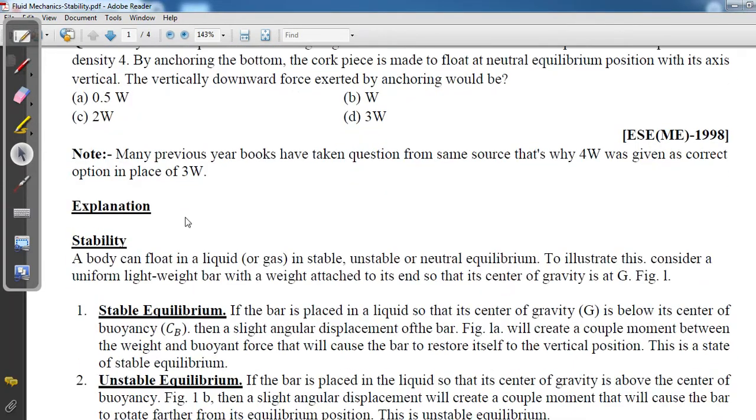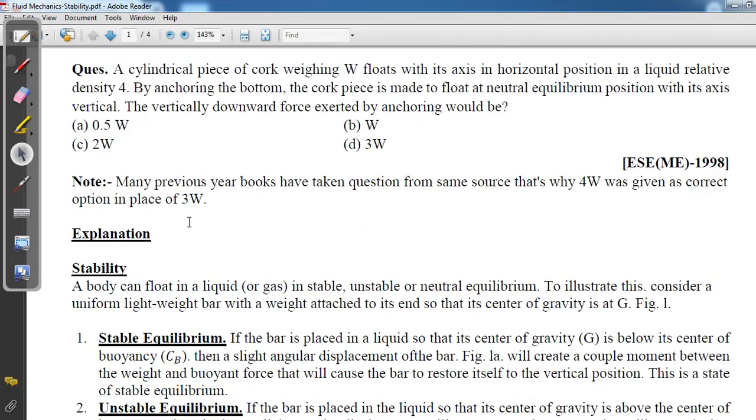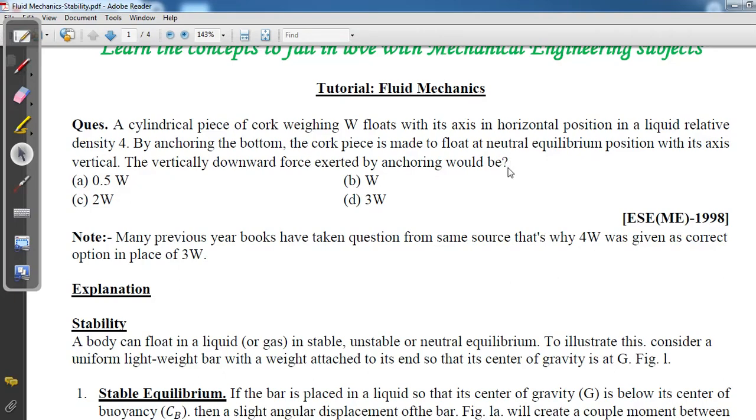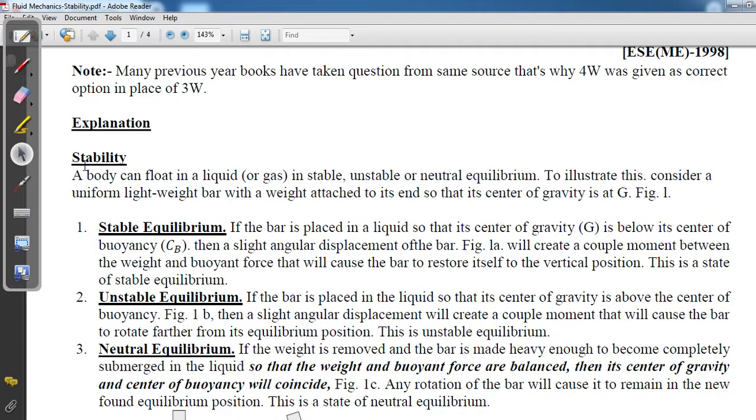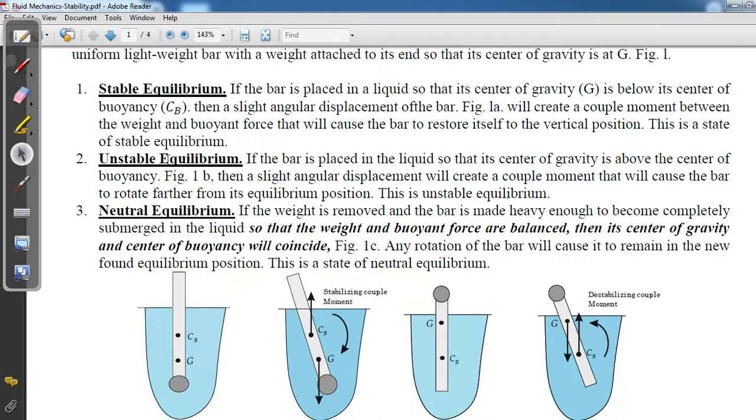So let's study some concepts. First thing, it is talking about neutral equilibrium position. That means it is talking about stability. Stability is of three types: stable equilibrium, unstable equilibrium and neutral equilibrium. Equilibrium positions are defined on the basis of 2 points, that is center of buoyancy and center of gravity. Center of buoyancy is that point on which the buoyant force will act, and center of gravity is that point on which mg, that is the weight of the body, will act.